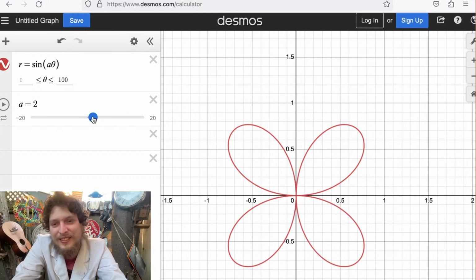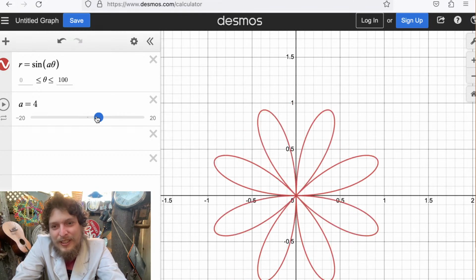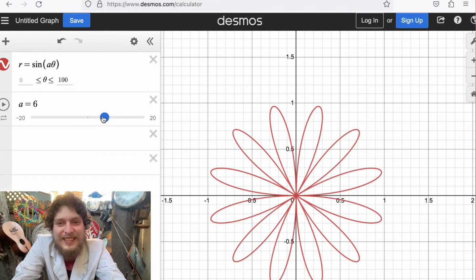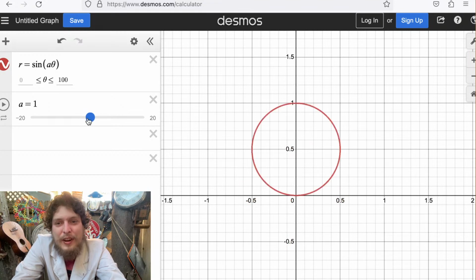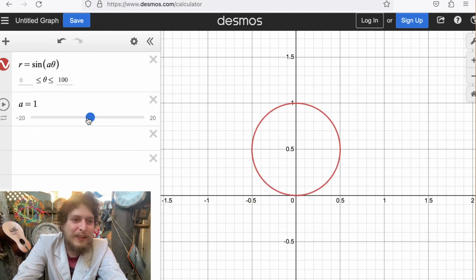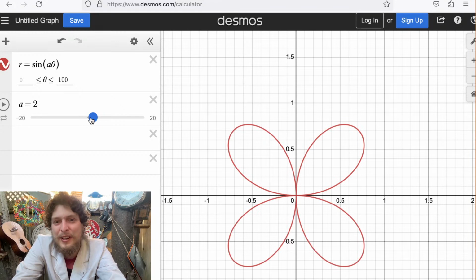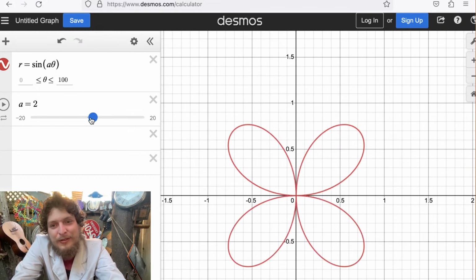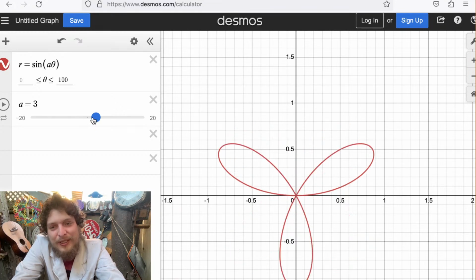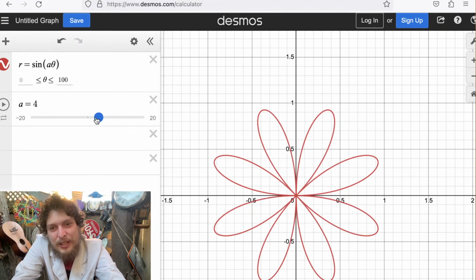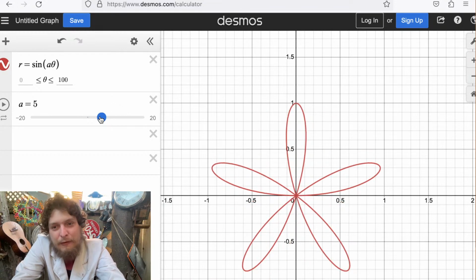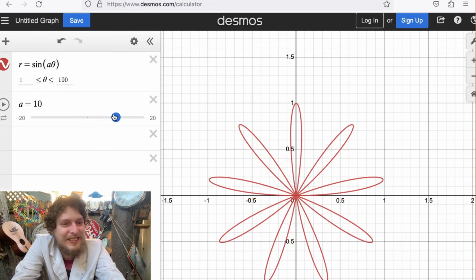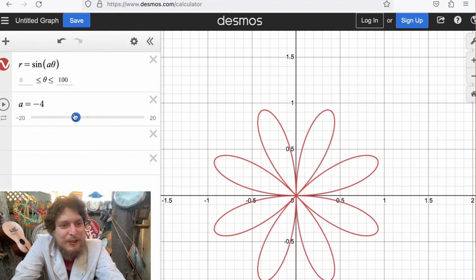There's 2. 3. You notice anything interesting? The amount of spikes on it is always either the number if the number is odd, or twice the number if the number is even. So one amount, 2 times 2. 3, twice 4. 5, twice 6. So that's an interesting pattern we can already observe here.